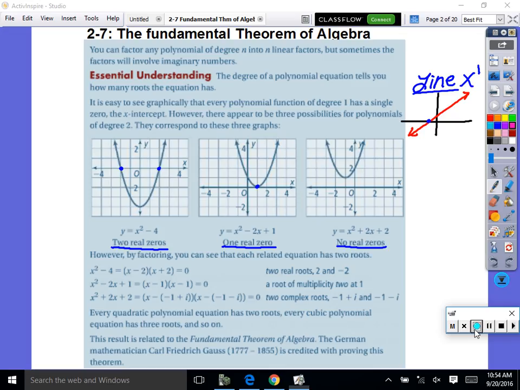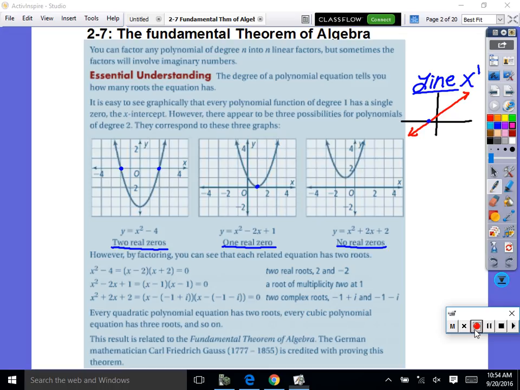It's easy to see graphically that every polynomial function of degree 1 has a single zero. So look at a line, guys. A line continues upward forever, downward forever. Won't it eventually cross the x-axis somewhere? Yeah. And only in one spot. So where it crosses the x-axis will be where the zero is.